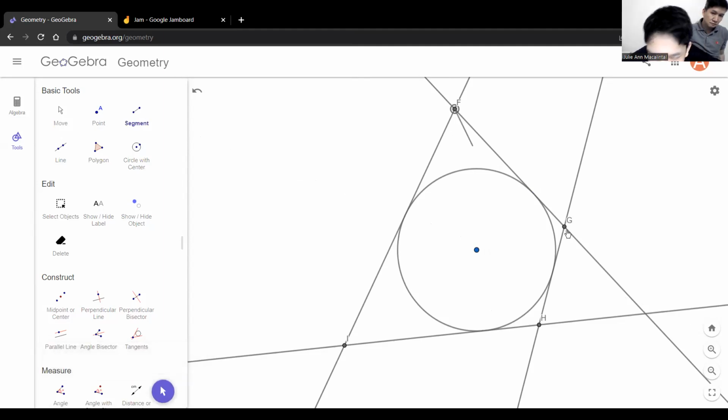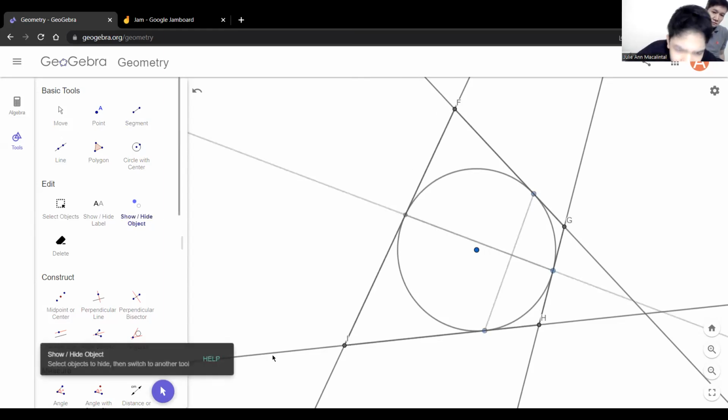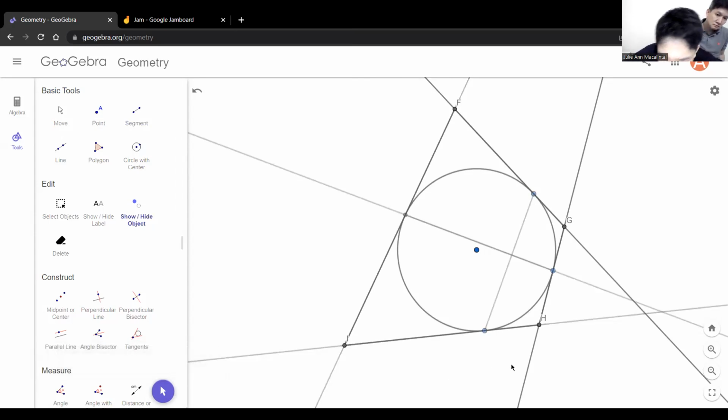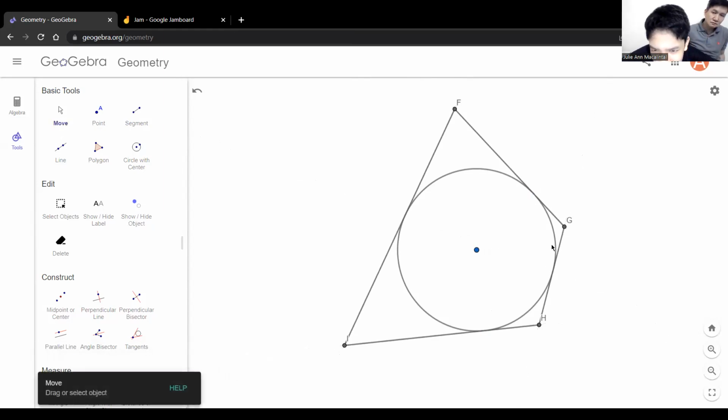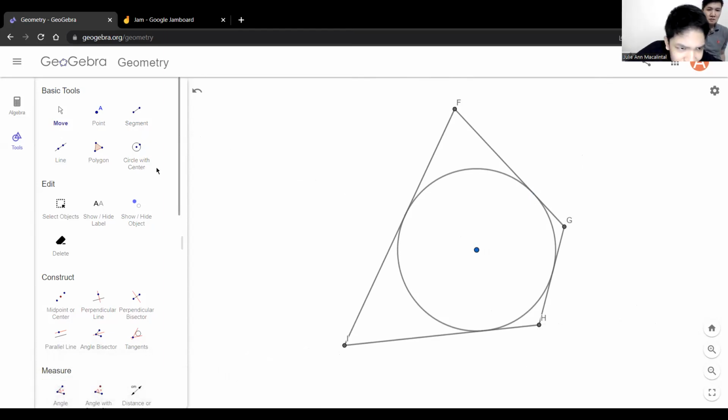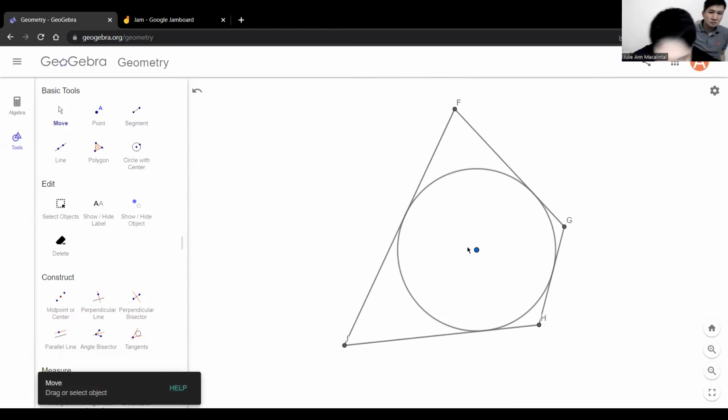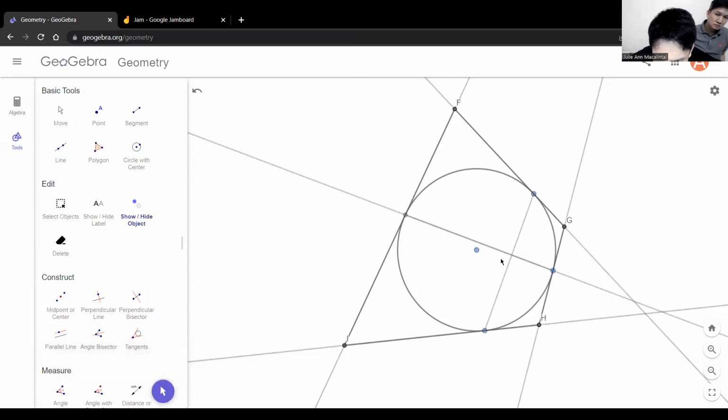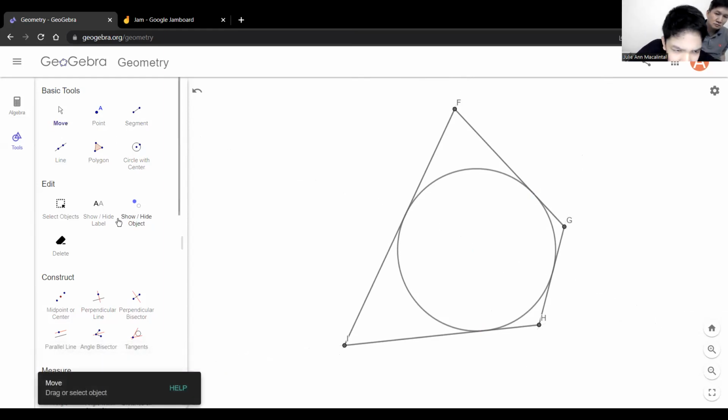Hide all of the lines. So we have now constructed a quadrilateral that has an incircle, which is called a tangential quadrilateral. We now hide the labels.